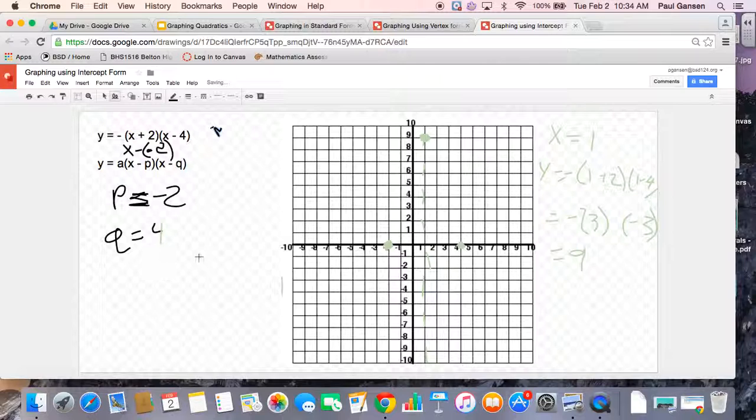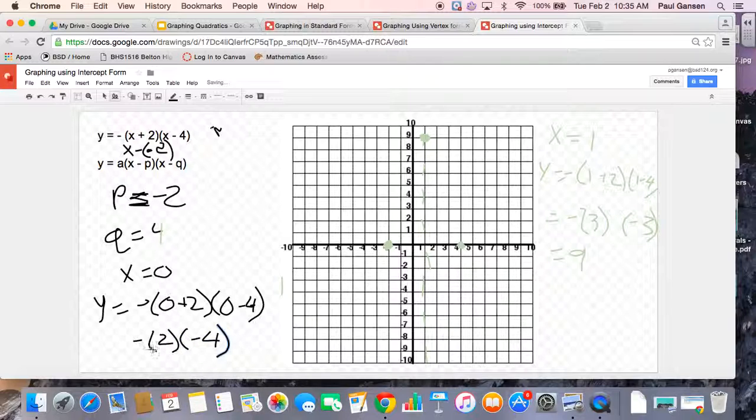Let's find out what happens when x equals 0. So y equals negative 0 plus 2 times 0 minus 4. Well, 0 plus 2 is 2. 0 minus 4 is negative 4. Negative 2 times negative 4 is 8. That means we have the coordinate 0, 8 on here. It's going to be this point right here. Using our axis of symmetry means we also have the coordinate 2, 8. So that goes on there as well.